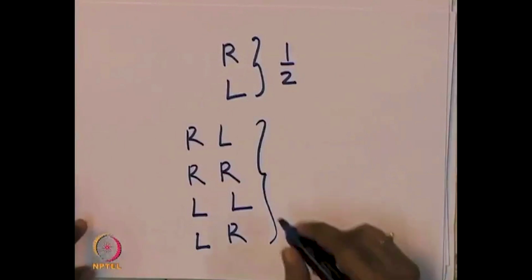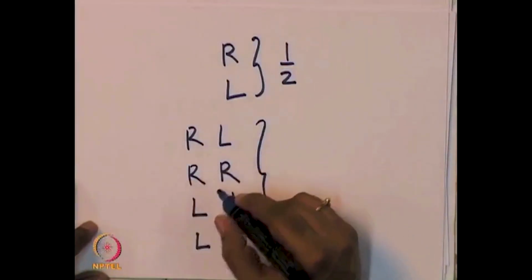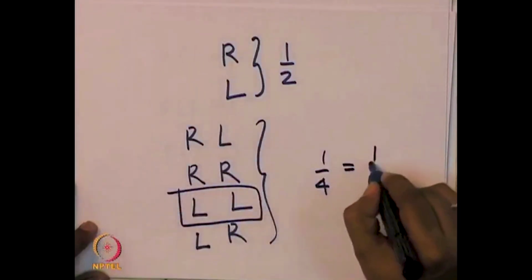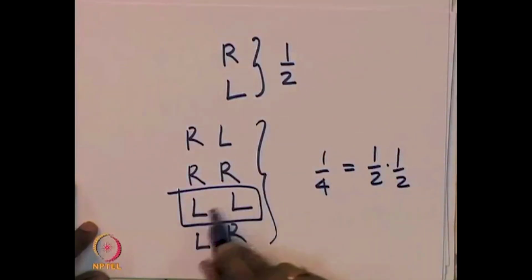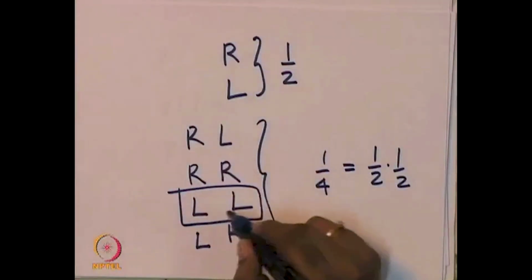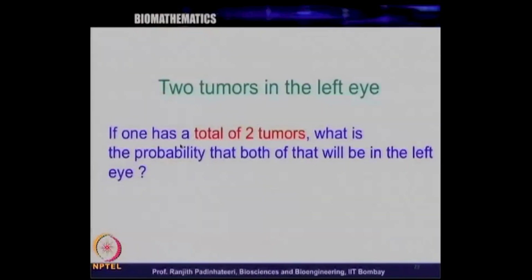So, the probability that you get both of them on the left eye is just 1 among 4, just 1 over 4. So, this is basically half into half. The half probability to get the first one here, and the next one is half. The product of this is 1 by 4, because there are 4 events and this is only one of the 4 events. So, if one has a total of 2 tumors, the probability that both of them will be in the left eye is half into half, which is 1 by 4.